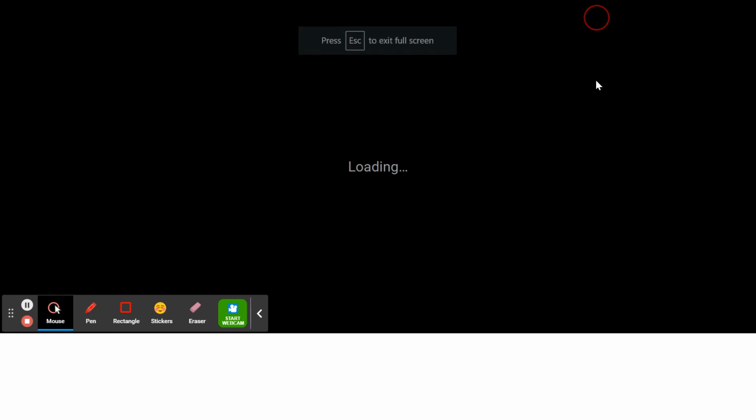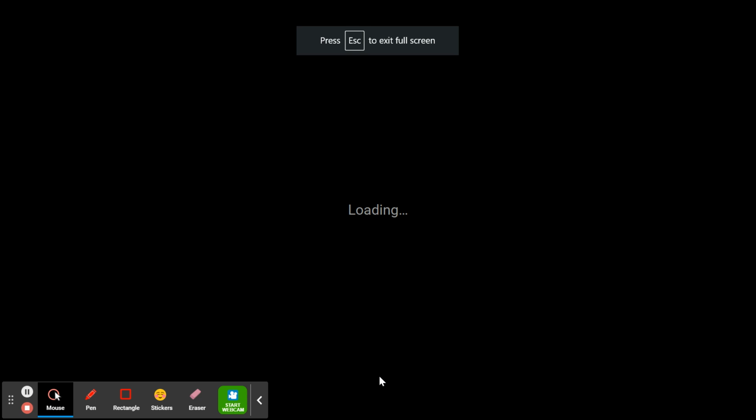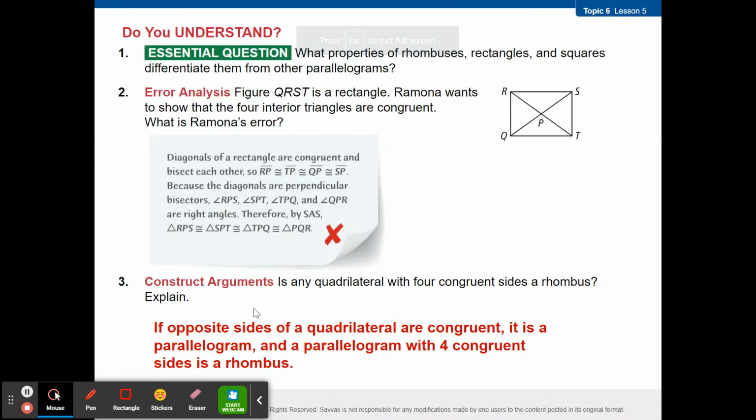So let's take a look at number 3. It says, is any quadrilateral with 4 congruent sides a rhombus? And explain. In this case, if opposite sides of a quadrilateral are congruent, it is a parallelogram. A parallelogram with 4 congruent sides ends up being a rhombus. So yes, it can work. And this could be said in a bunch of different ways. But I wanted to make sure you guys saw at least something. Is anybody writing this down?